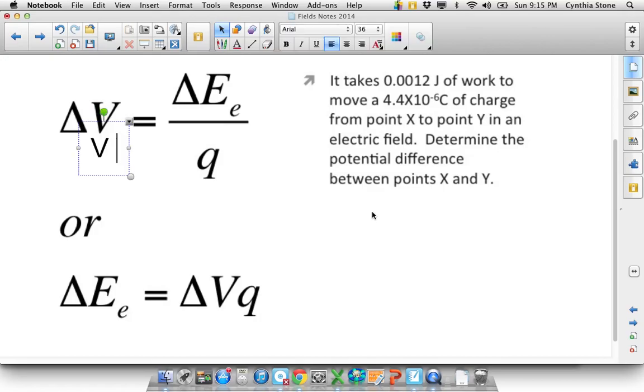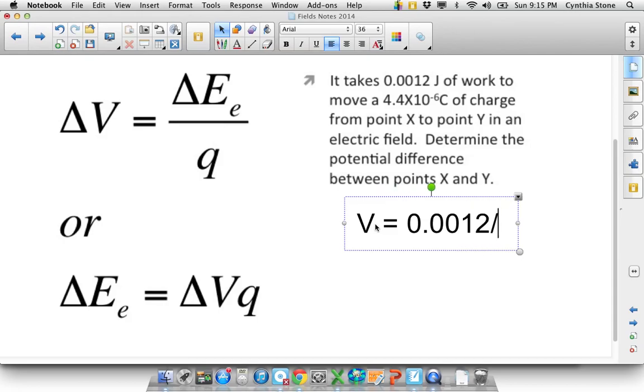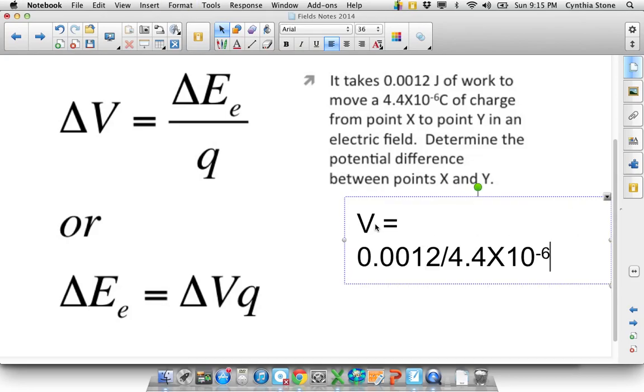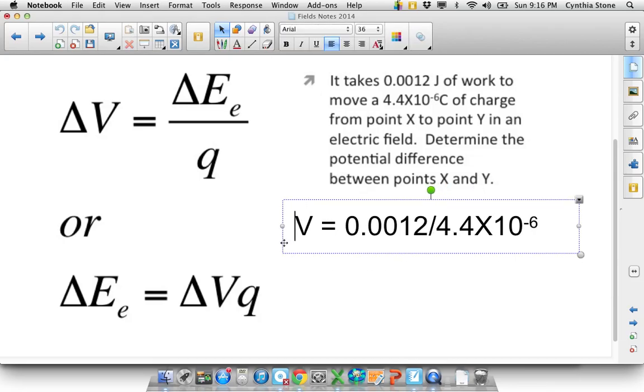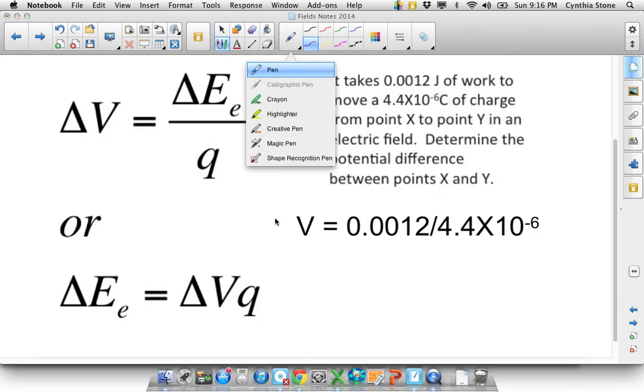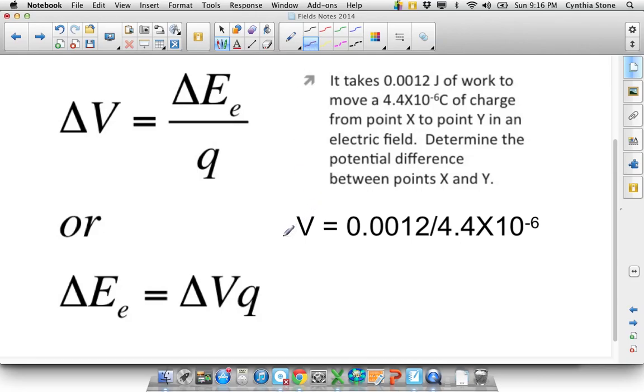So change in V will equal 0.0012 divided by the 4.4 times 10 to the 6. It is important that I put the triangle there, by the way. So change in V is that, and you can work out what that is, and the answer would be joules per coulomb.